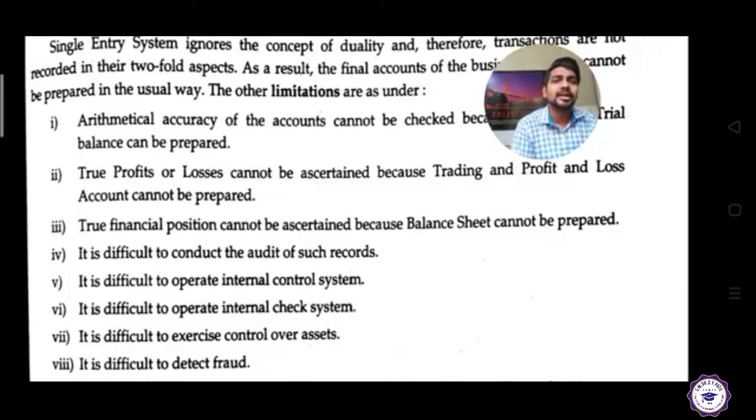It is difficult to operate internal control system. It is difficult to operate internal check system. It is difficult to exercise control over assets. And students, it is very difficult to detect frauds under this type of entries.